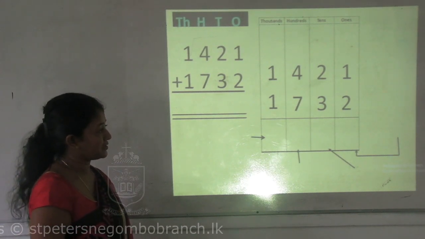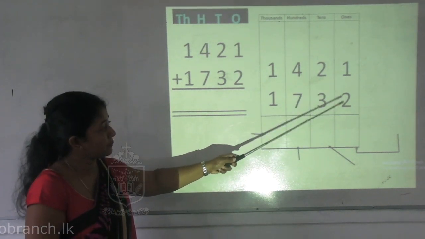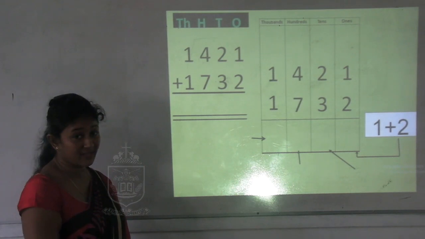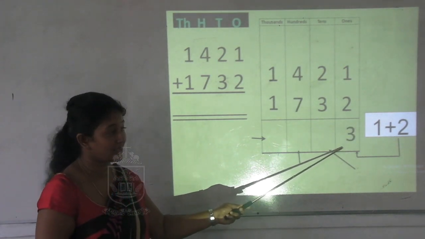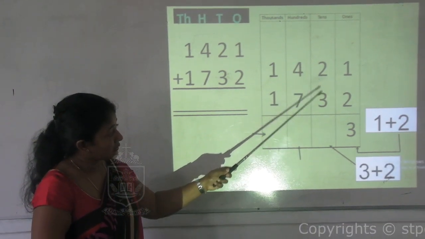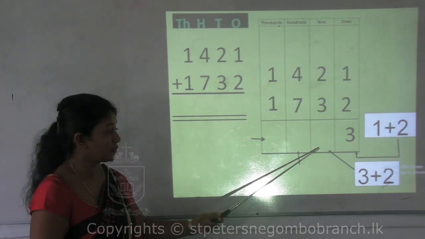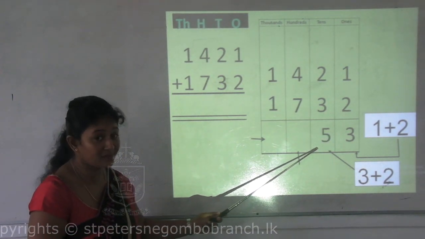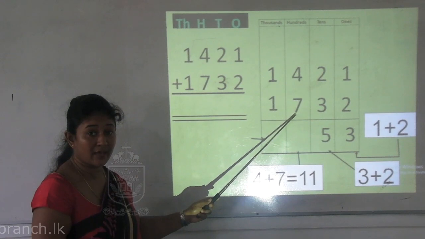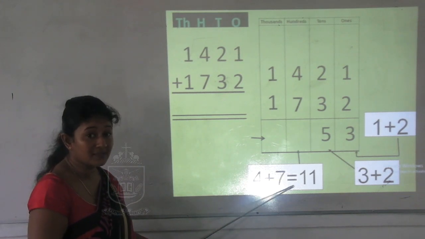Okay, let's do the addition once again. Same numbers. Starting from the 1's place, 1 plus 2. These are the two numbers you all have to add. 1 plus 2. What is the answer? The answer is 3. Yes. Now we have to move to the next place, that is the 10's place. 3 plus 2. What are the two digits that you have to add? 3 plus 2. Now I have to write the answer in the proper place, that means the 10's place. The answer is 5. Next, these are the two digits that I have to add in the next column, that is the 100's column. 4 plus 7, the answer is 11.